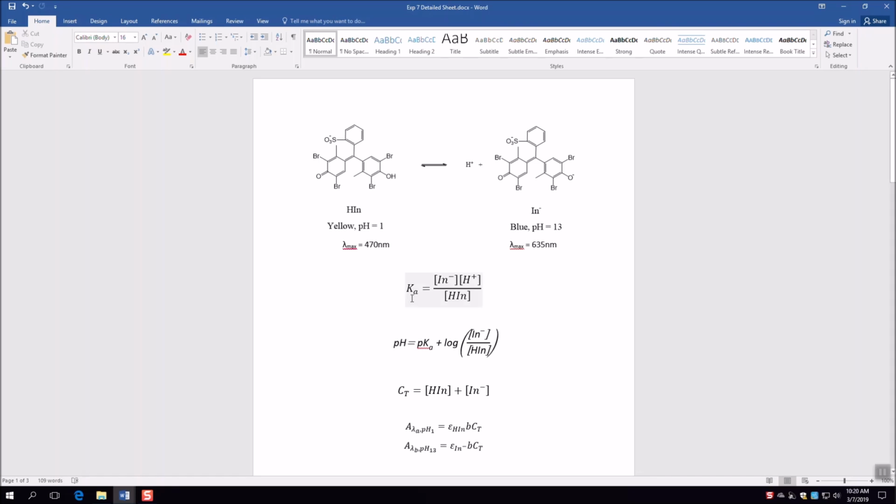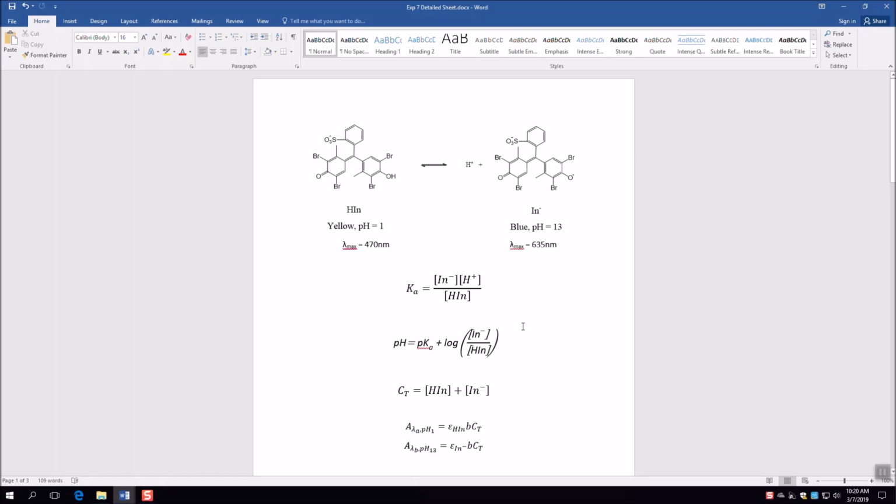So what are we going to do here? Well, we're going to look at the Ka of this, which is products over reactants. We have In minus, the deprotonated indicator, and H plus as the products, and the reactant is the protonated indicator, which we call HIn, so we don't have to write H bromocresol green every time. This is the Ka expression. All the stoichiometry here is 1 to 1, so there are no exponents. We can then plug this into the Henderson-Hasselbalch, and in the lab manual we derive the Henderson-Hasselbalch for you, but essentially you just take the log of everything, and then we get pH equals pKa plus log of this ratio of these two indicators.